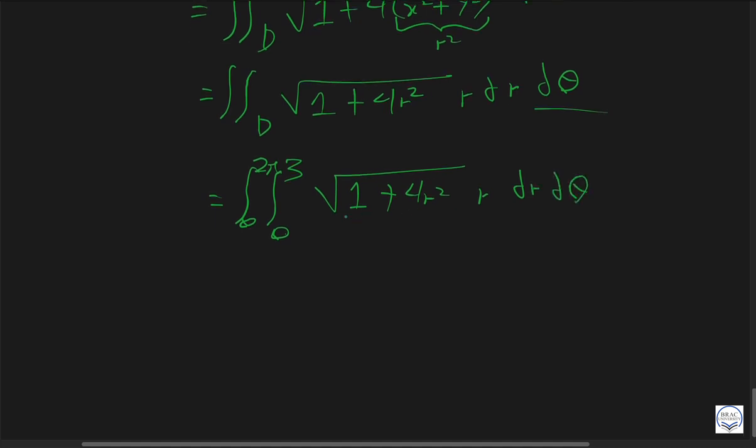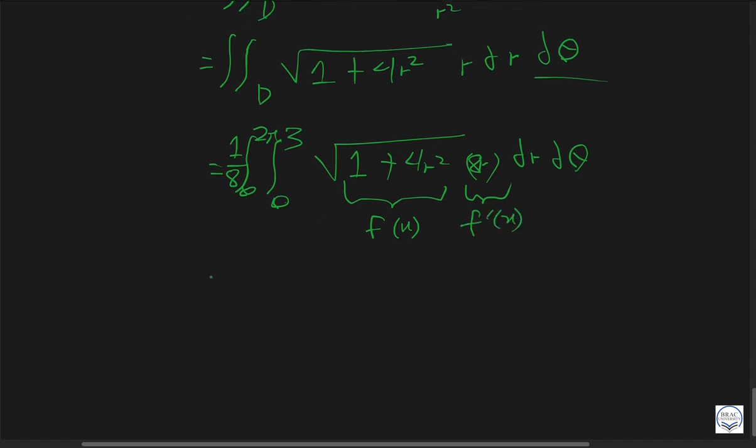Now here's the interesting part. If we call the inside function f of r, then its derivative is 8r, because 1 plus 4r squared, if I take the derivative of that, I get 8r. So I need an 8. So I put a 1 over 8 here and another 8 over here. So the 8 by 8 is just 1, so they are equal. And then this is just my derivative.